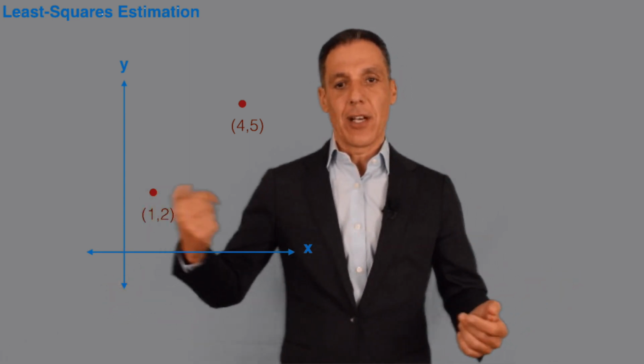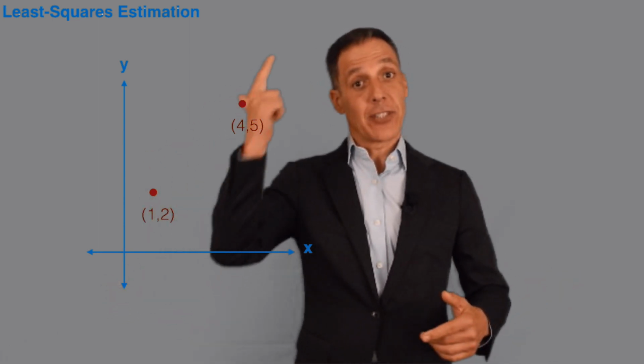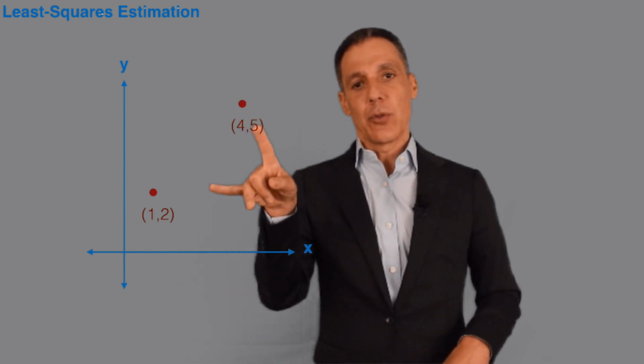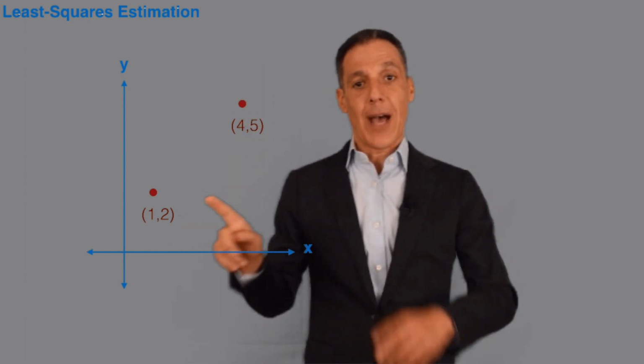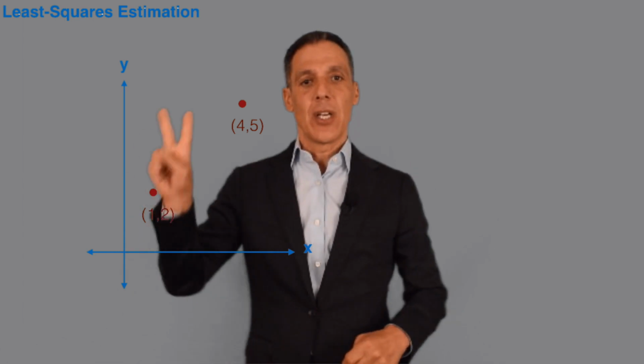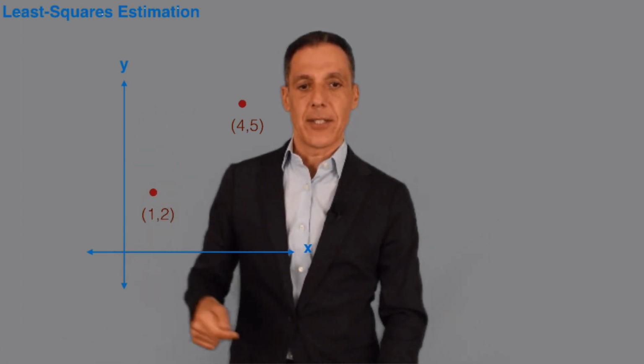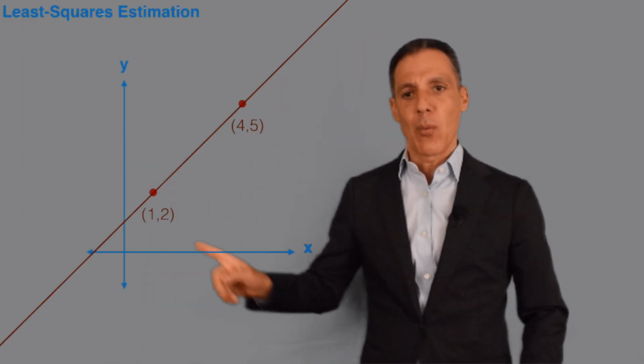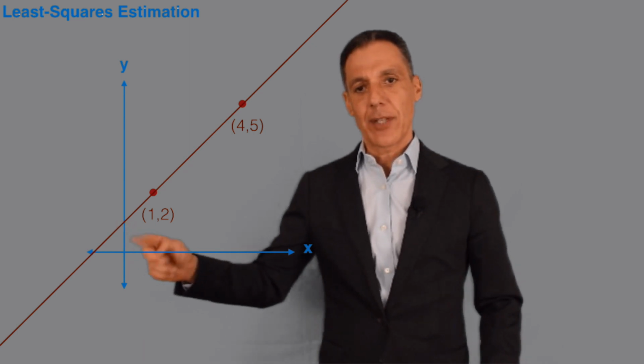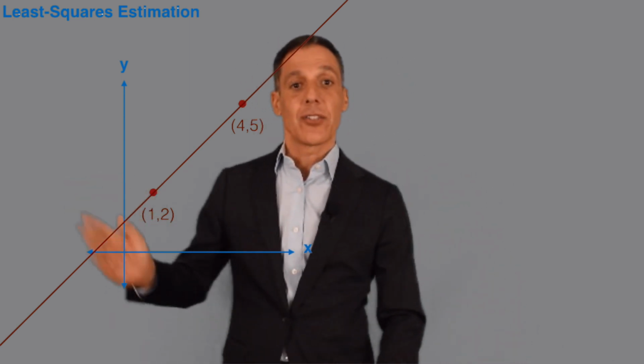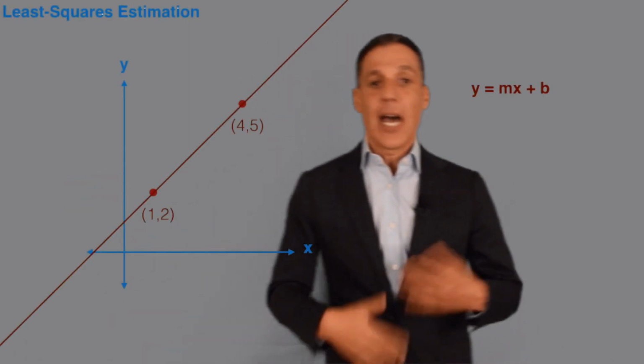I want to fit a line where I have a slope and an intercept, 2 degrees of freedom, to these 2 points, (1, 2) and (4, 5). 2 constraints, 2 points, 2 unknowns, slope and intercept. So what is the intercept right there, and what is the slope of the line? So how did we do that?